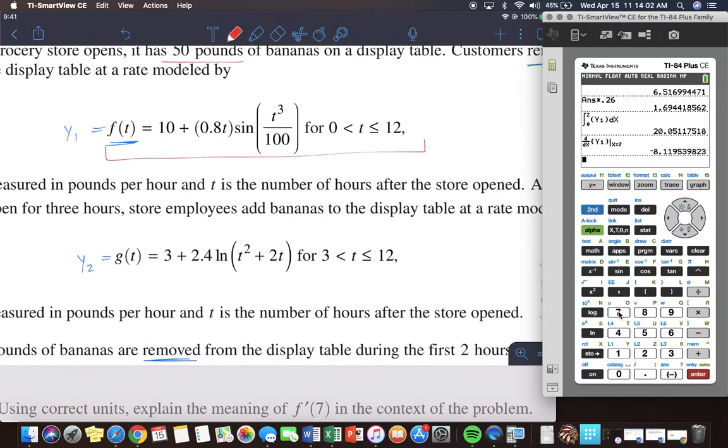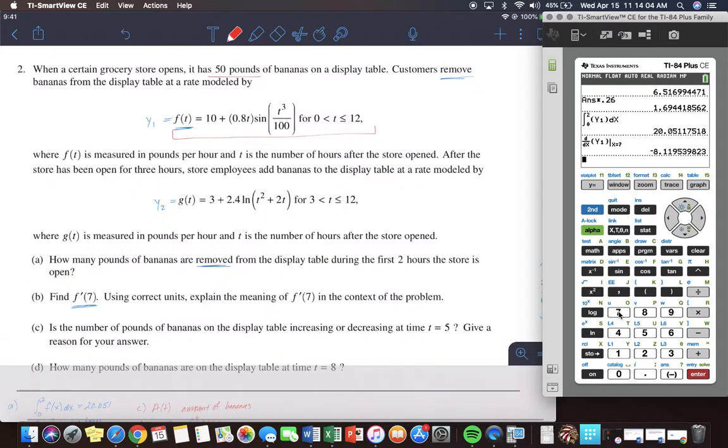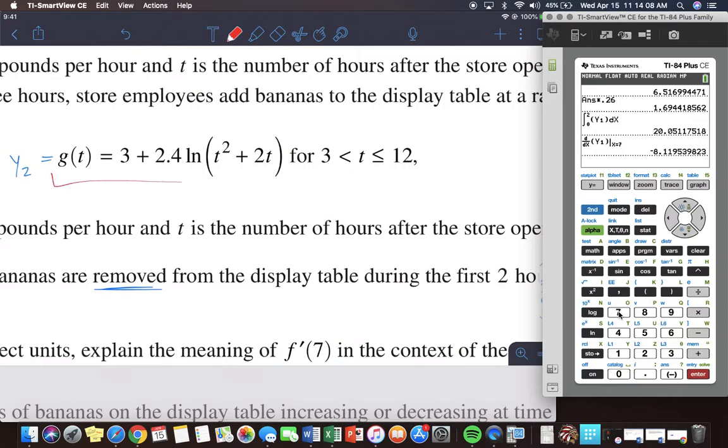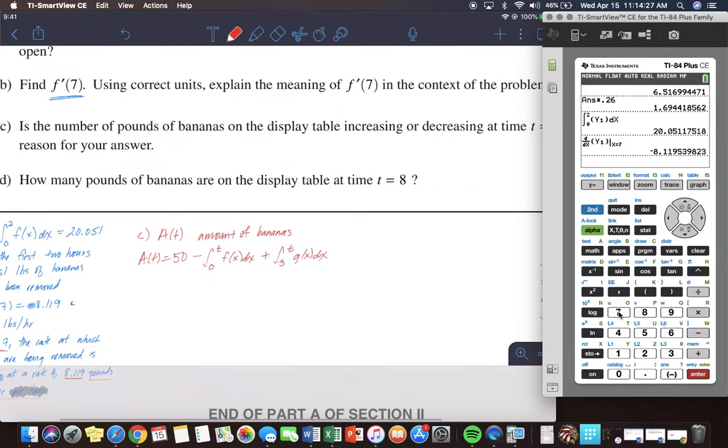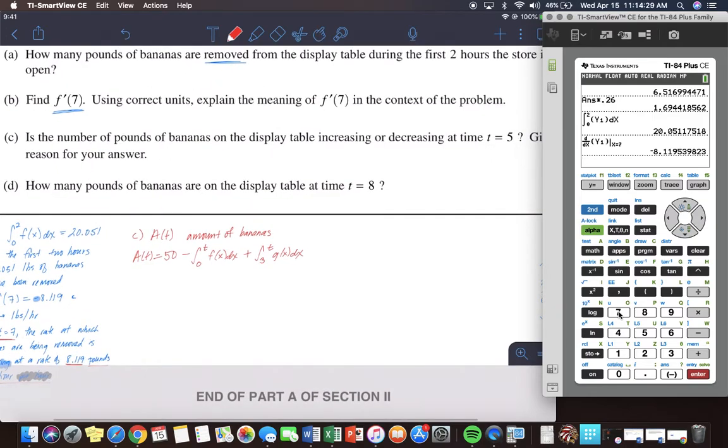But then they're also being added back in. There's a stock boy going around adding the bananas back on there, and they're being added back in using g of t. But notice how g of t starts at 3. So plus the integral from 3 to t of g of x dx. That represents the amount of bananas at any given time t.